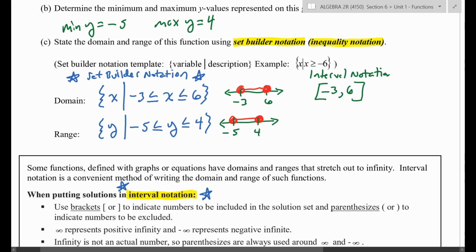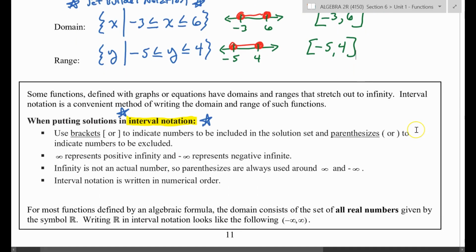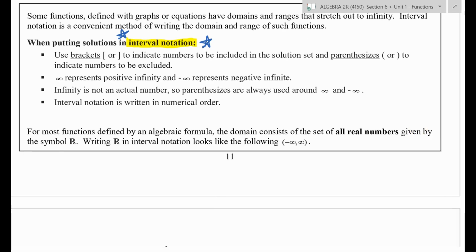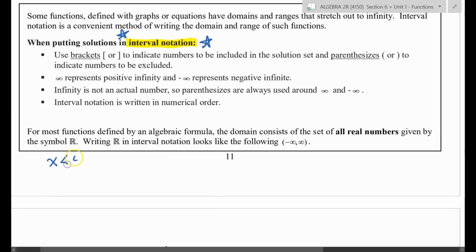So the next one would be no problem at all. It starts at -5, ends at 4 with what? With brackets on both. Anybody surprised by that? No. So what if I then did these two things? Just jot these down here. I want to do x is less than 4, and I want to do x is greater than or equal to -1.